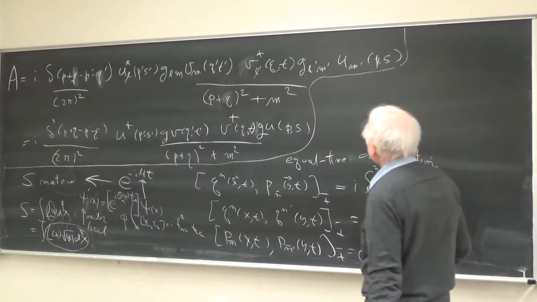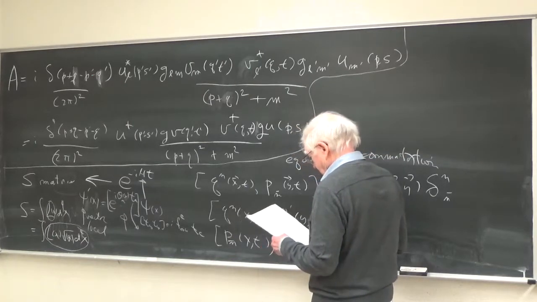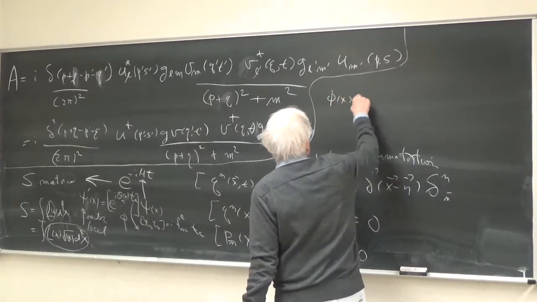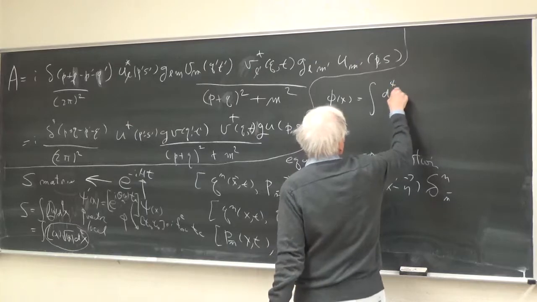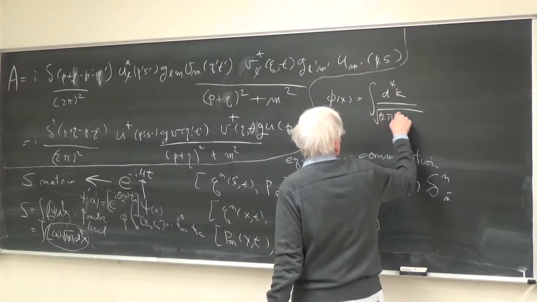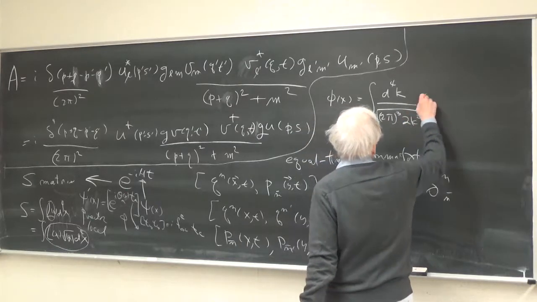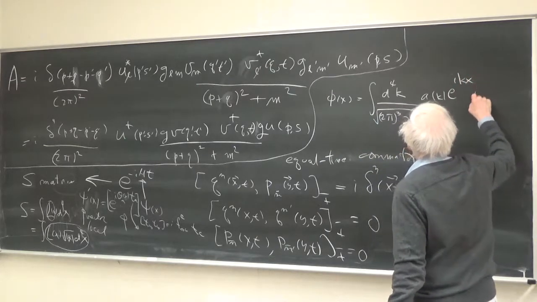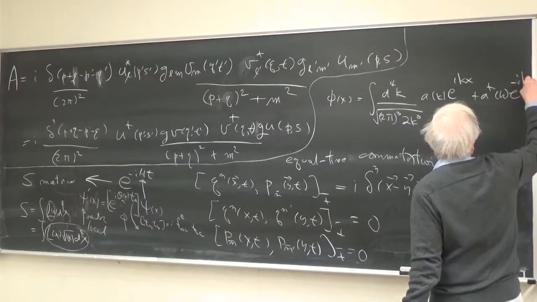Now, if we start with just a scalar field phi of x, that's, let us say, what are we going to use? d4k over (2 pi)^3 over the square root of 2k0, a of k e to the i kx, plus a dagger of k e to the minus i kx.